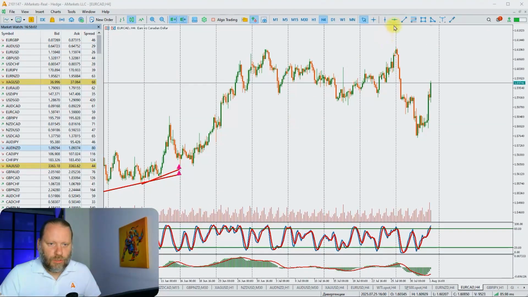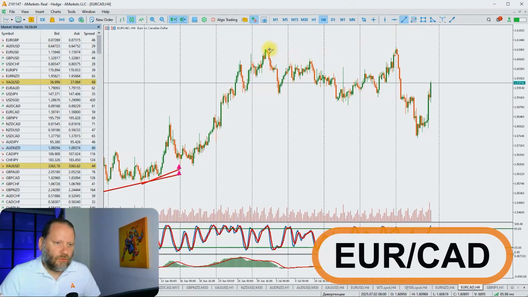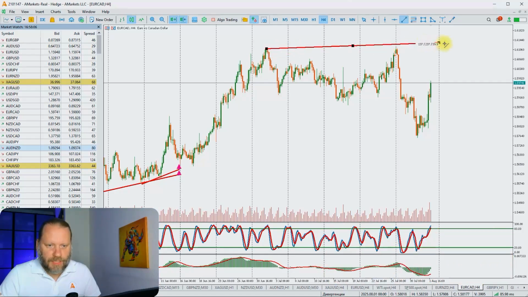Euro, Canadian dollar is also moving up. All currencies are going to move somewhere after the non-farm payrolls. It's a strong momentum. A lot of trading opportunities tend to come up.